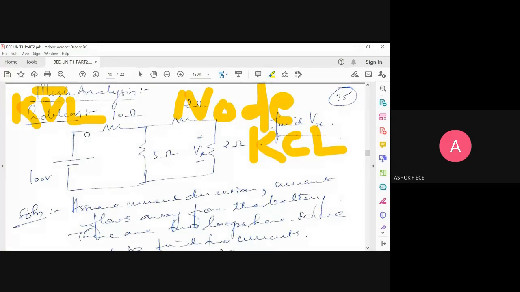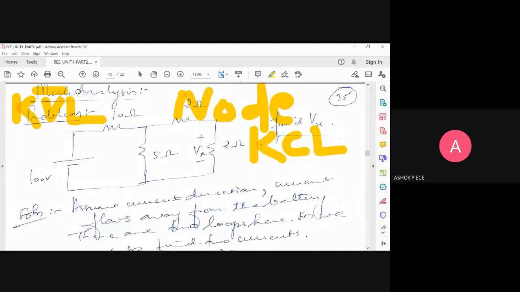See, the same problem you can solve using KVL or KCL. It depends on your convenience only. And I will assure you that you'll get the same answer. Whatever you get in KVL, if you solve using KCL, you'll get the same answer. The methods are going to be different, and I leave the method which you choose to solve the problem to yourself.